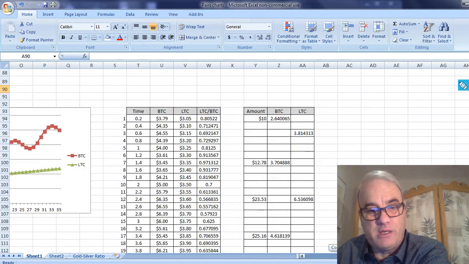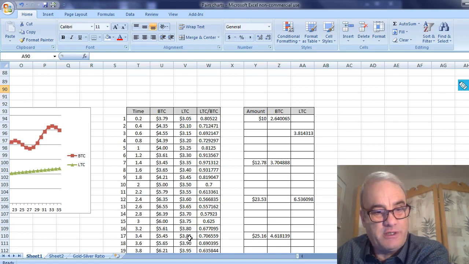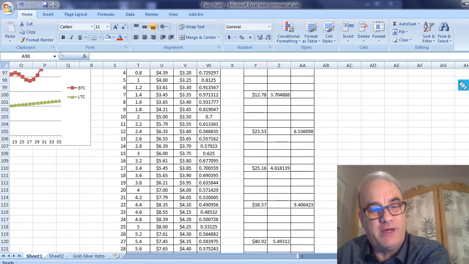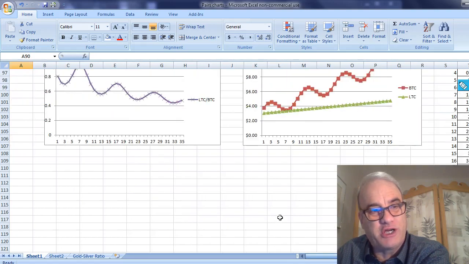Okay, that's another peak. So at 17, I'm watching the chart, and I say, oh, we look like we might be at a top, and so I'm going to switch. So I've got 6.53. How much money do I have? 6.5 Litecoins. I convert it into dollars, so multiply those two and divide by 5.45. Now I have 4.6 Bitcoins. Hey, this is awesome.